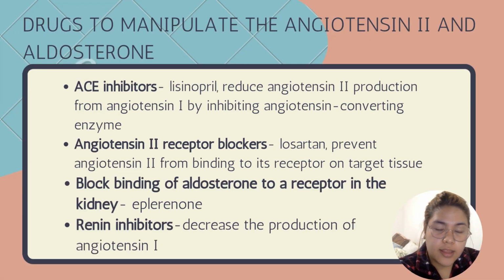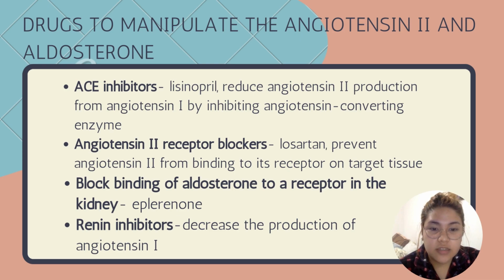So there are drugs that have been developed to manipulate the angiotensin II and aldosterone components in the system. First are the ACE inhibitors such as lisinopril that reduce angiotensin II production from angiotensin I by inhibiting angiotensin converting enzyme, which is ACE. Second are the angiotensin II receptor blockers such as losartan that prevent angiotensin II from binding to its receptor on target cells, for example, the vascular smooth muscle and the adrenal cortex.